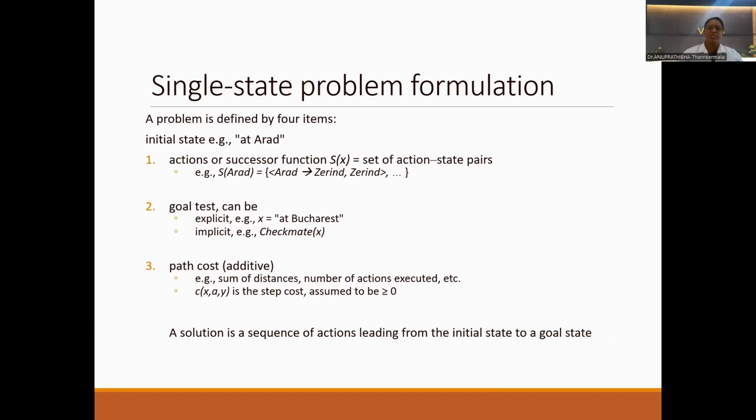It requires four items. Initial state, for example at Arad. Actions or successor function, where S(x) is equal to a set of action-state pairs. So this is like the transition states, from where to where you are going to move and how you are going to reach the destination point. The goal test can be explicit, for example x = at Bucharest, or implicit, for example checkmate(x). And path cost is additive, for example sum of distances, number of actions executed, etc. A solution is a sequence of actions leading from the initial state to the goal state.